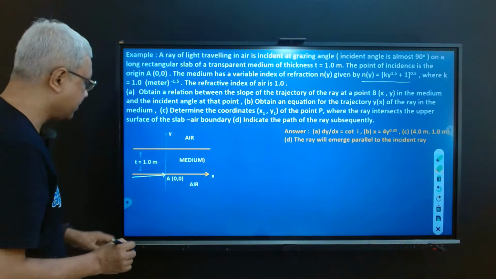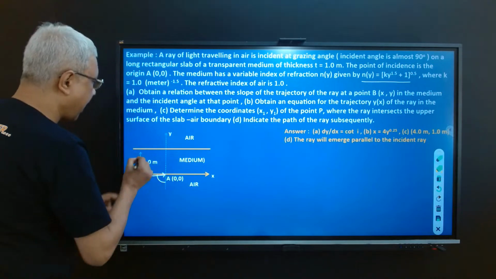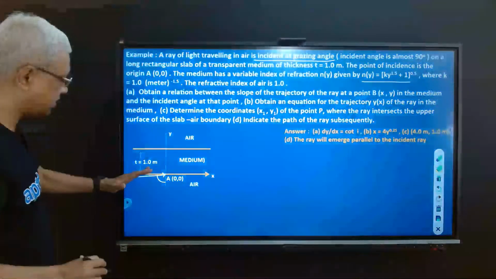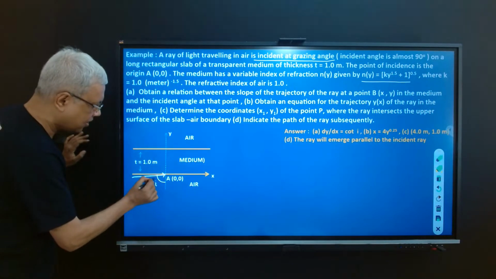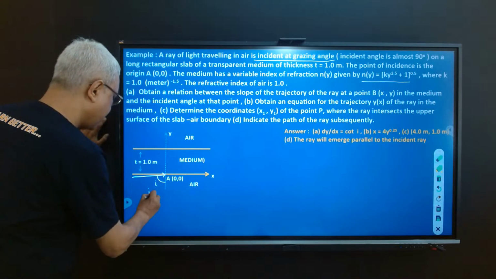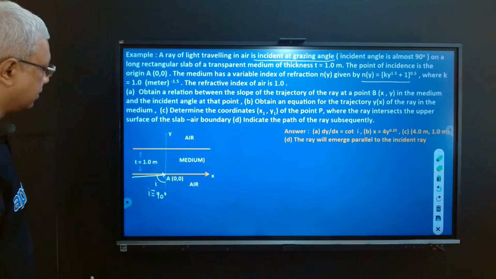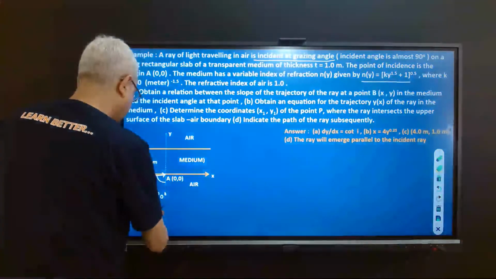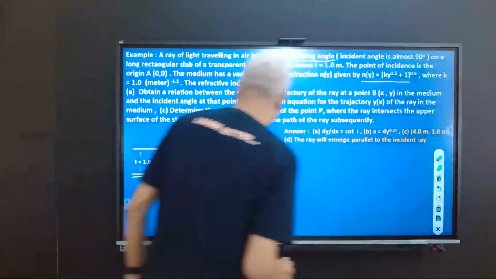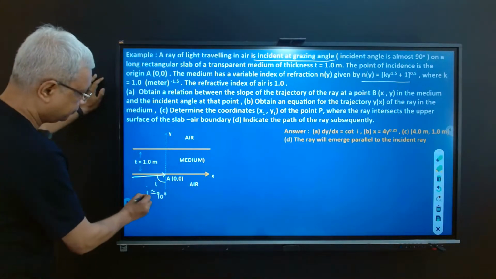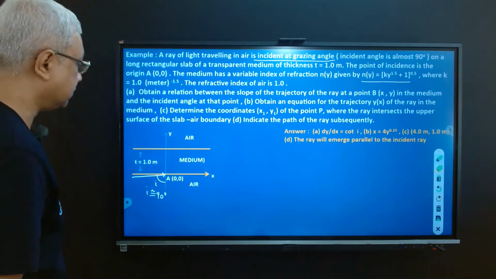Now, there is a ray of light striking the point A, and the angle of incidence, as it has been said, the ray is incident at grazing angle. That means the angle of incidence i is almost 90 degrees here.